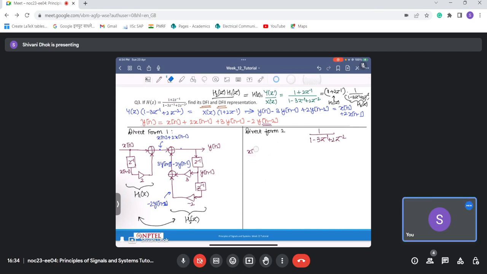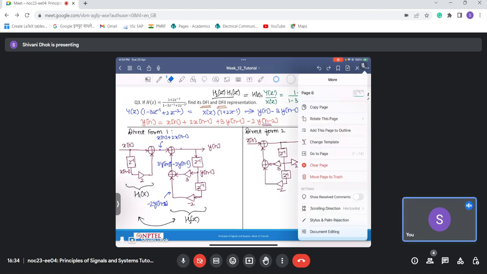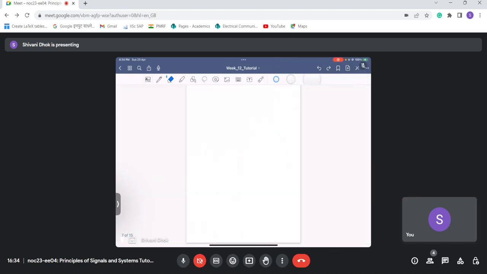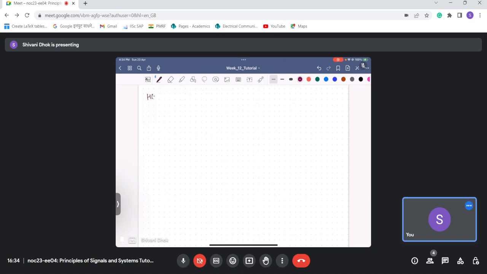Okay, let me do it more. I'll keep this as it is. I'll add another page. Okay, so the equation that I have is H(z) is equal to 1 upon 1 minus 3z inverse plus 2z to the power minus 2, multiplied by 1 plus 2z inverse. Okay, so let us consider this H1.